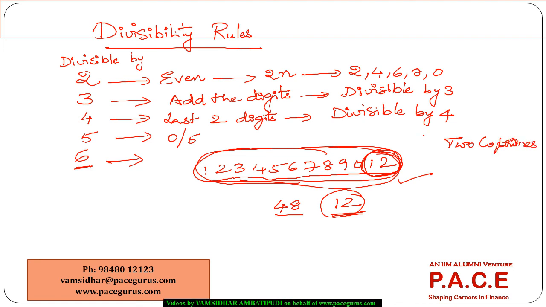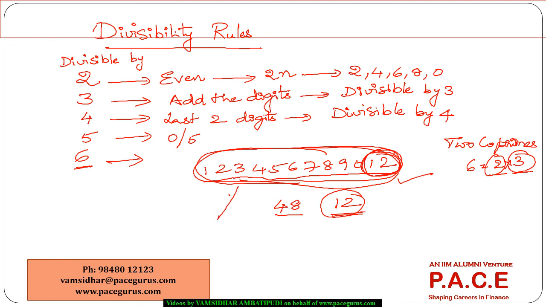Can I write 6 as the product of two coprimes? I can write 6 as 2 into 3. Both of them are prime and both of them are coprimes. So I can write 6 as 2 and 3, which means any number is divisible by 6 if it is divisible by both 2 as well as by 3.